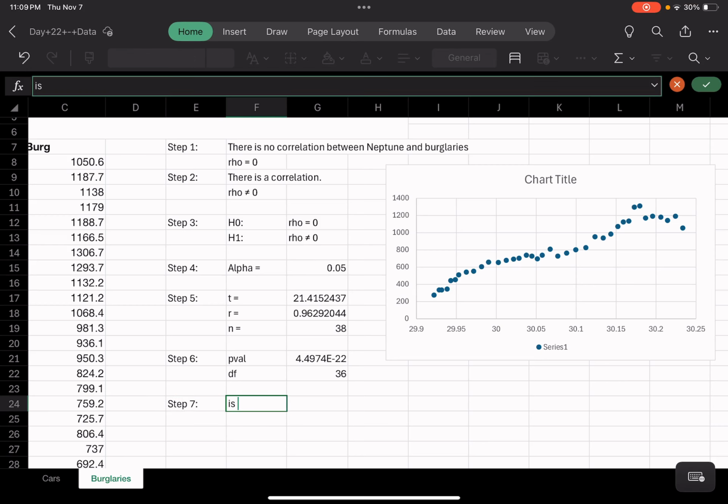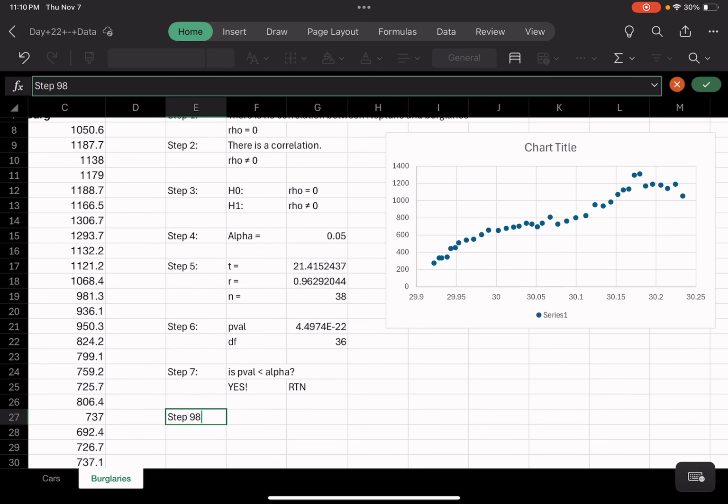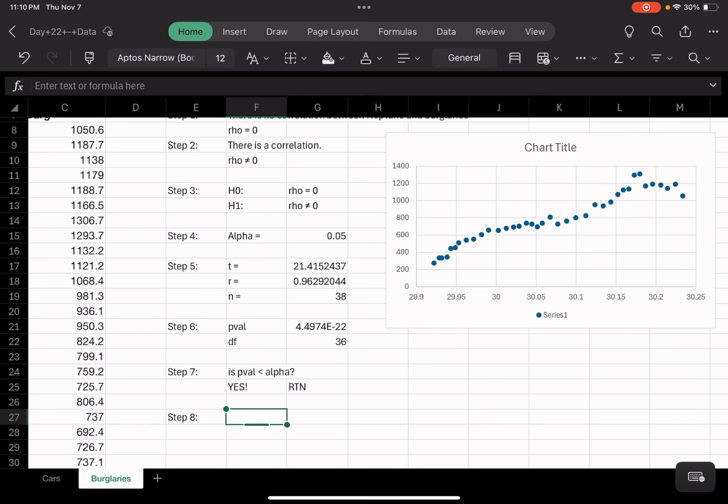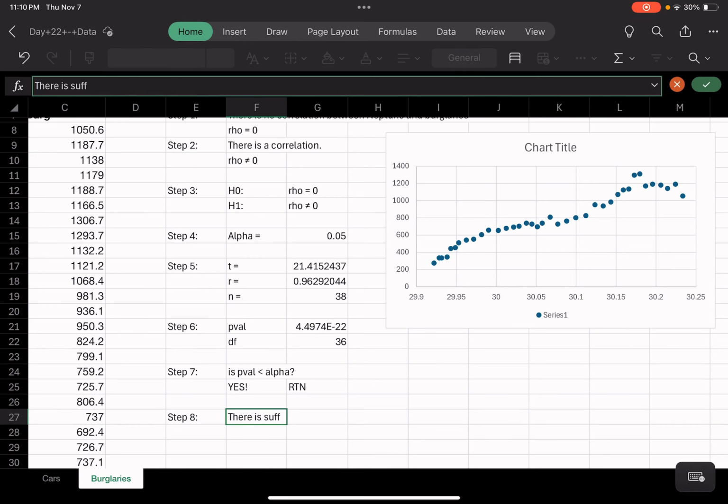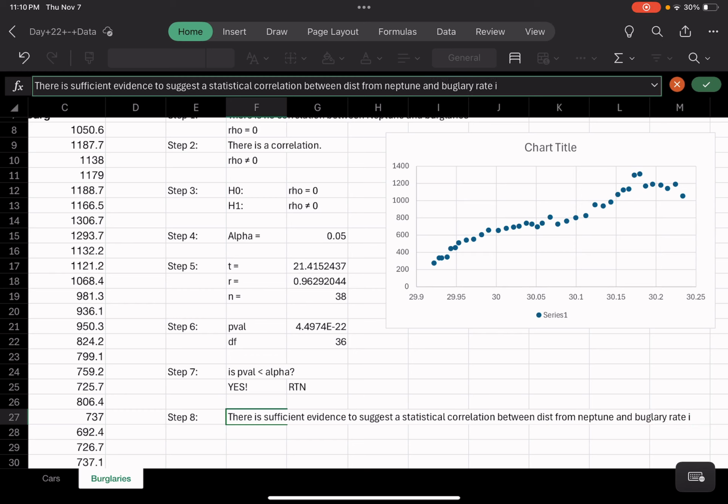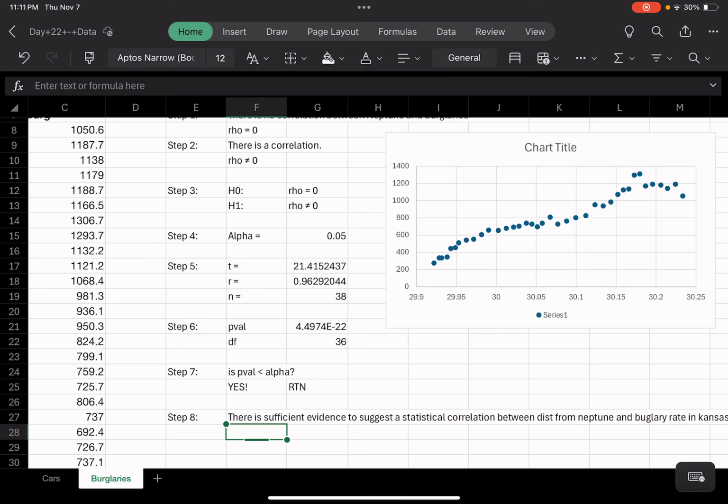Step 7, is p-val less than alpha? Yes, so we reject the null, saying there's no correlation. Step 8 is what? There is sufficient evidence to suggest a statistical correlation between distance from Neptune and burglary rate in Kansas. I said statistical correlation. That's because there is a statistical correlation.